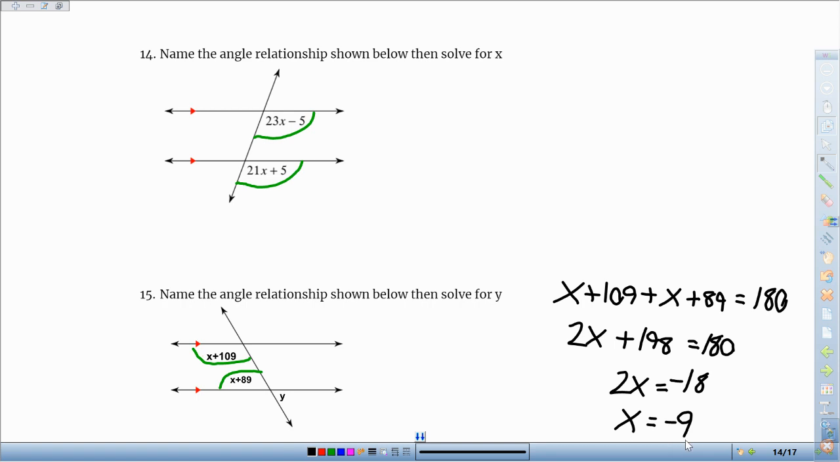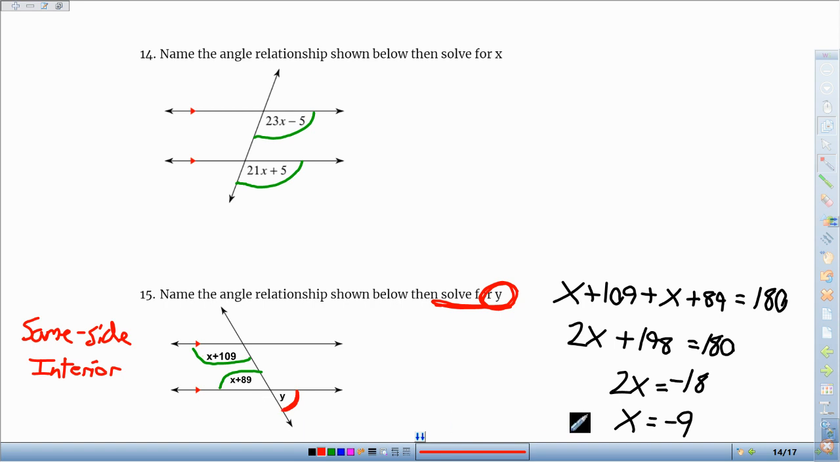Here's a question. Is that what they asked for? Name the angle relationship, which, by the way, we should point out. These are same side interior. Shown below. Then solve for y. Solve for y. What? We just solved for x. What are they talking about? Solve for y. Oh, y is actually right here. That's what they want for this problem.